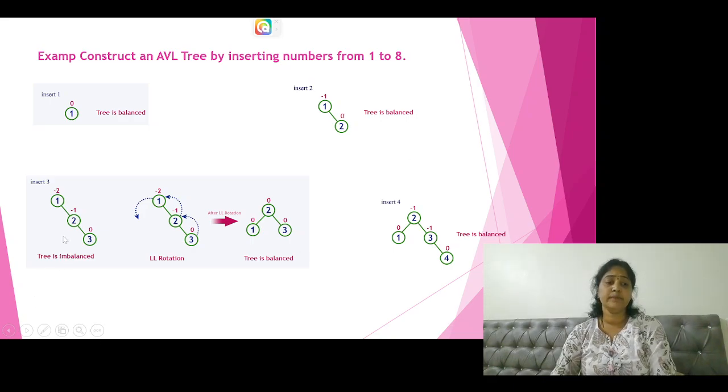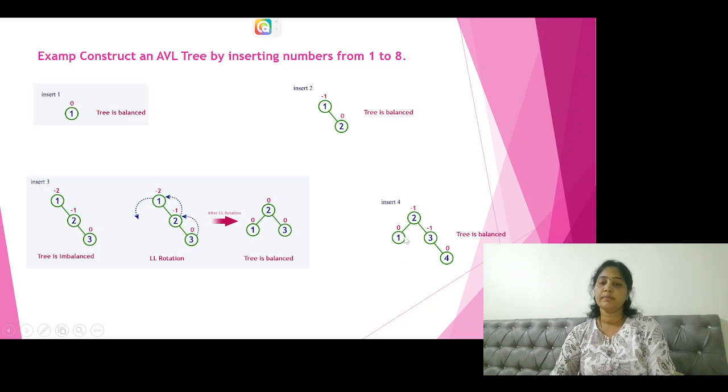Whenever you insert 3, 3 is greater than 1, greater than 2, so it is placed here. Now after every insertion we have to check the balance factor. The balance factor of 3 is 0, the balance factor of 2 is -1, and the balance factor of 1 is -2. So it is completely right skewed, and you take a left rotation. After every insertion we have to check the balance factor. If it is violating, then you have to take the rotation. It is right skewed wherever it is violating the rule. So with an LL rotation, now it is balanced.